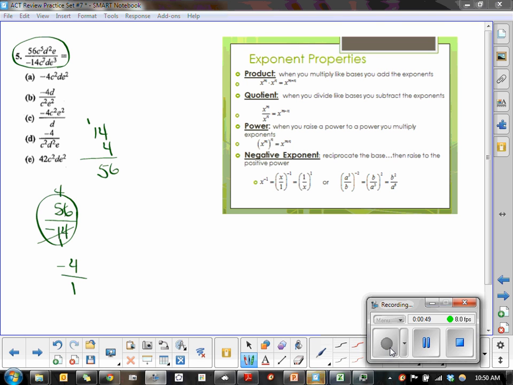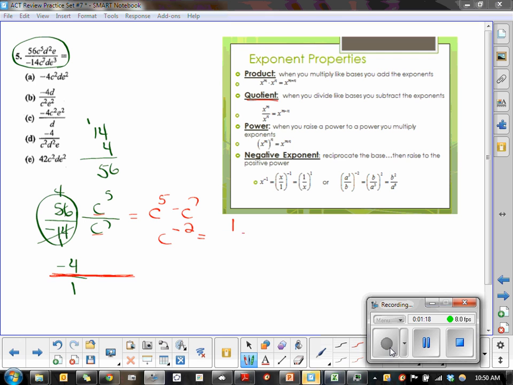Now I'm going to look at the c's, and the c's are c to the 5th over c to the 7th. If I look at these properties that I have here, the quotient property says when you divide like bases, you subtract the exponents. The bases are both c, so all I want to do is subtract their exponents. So it's c to the 5th minus 7, which equals c to the negative 2. But a negative exponent says you can write it as 1 over c squared. So now apply the negative exponent rule. That's really what's going on behind the scenes.